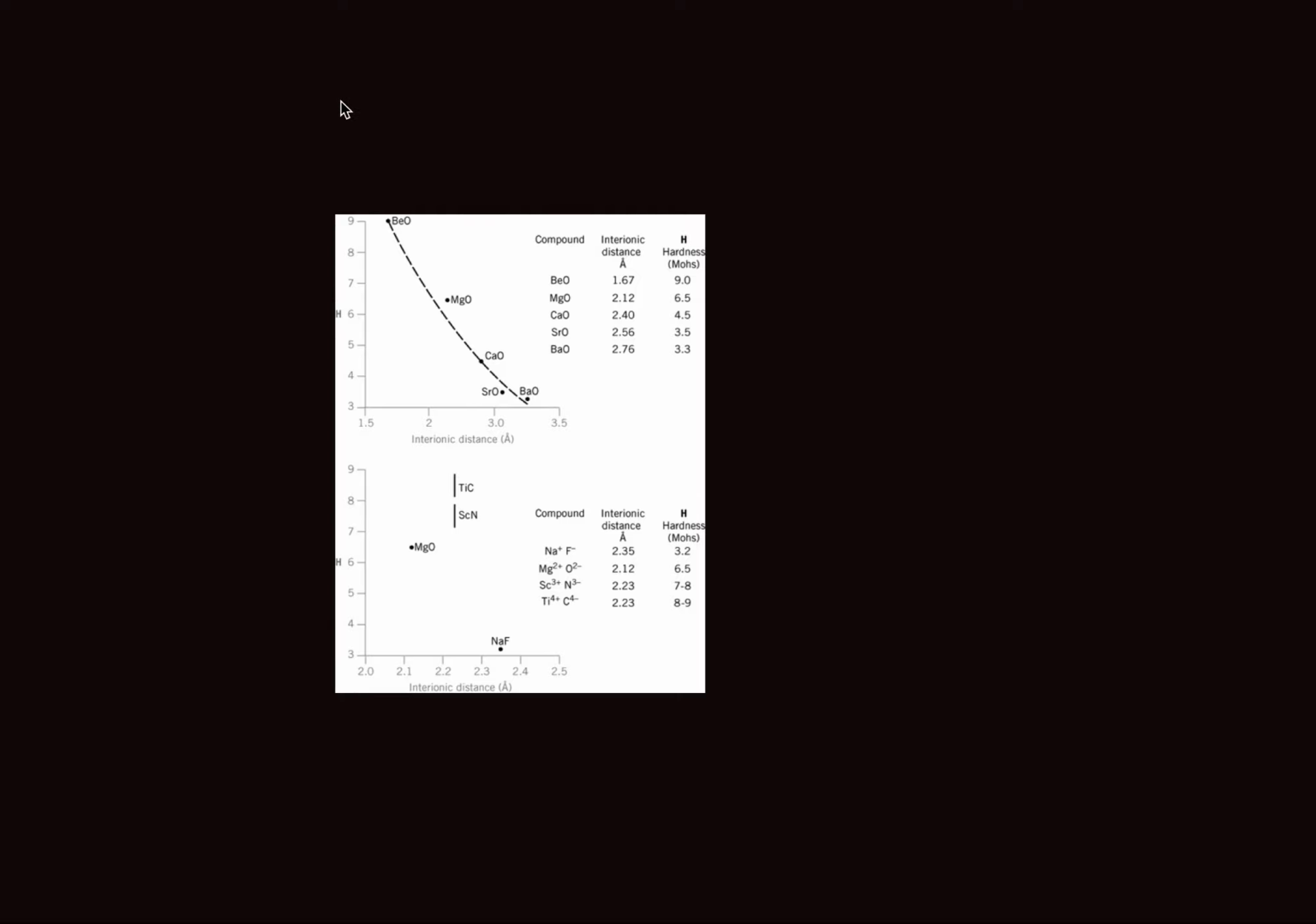Hi everyone, so in this video we're going to take another look at Coulomb's law, but in this case, instead of using the melting point of a compound as a proxy for the force of attraction, we're going to use the Mohs Hardness scale. So in this very nice diagram from the mineralogy textbook by Klein and Dutrow, the vertical axis here is increasing hardness on the Mohs Hardness scale.